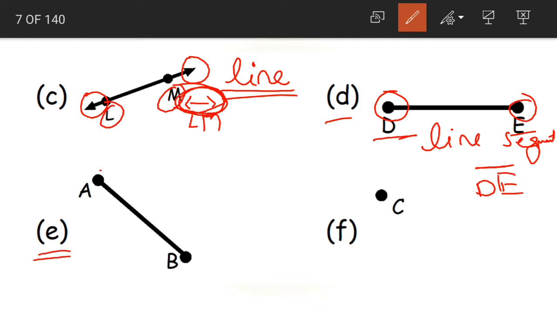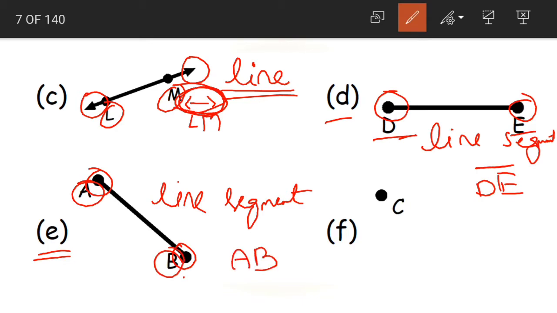Coming to question E. Again, it has two endpoints. So it is a line segment. Write both the endpoints AB, and above that we'll draw a small line.